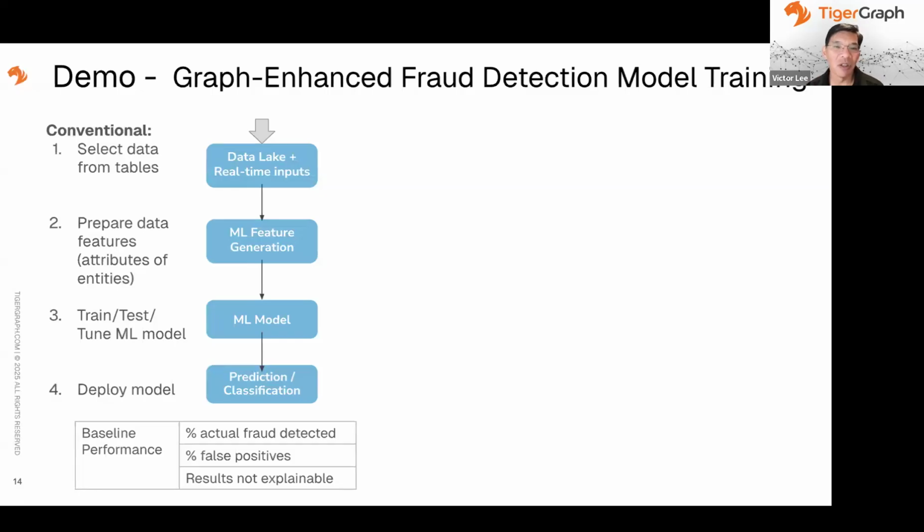Now, I want to give you a little bit deeper look into how this works and start off by looking at traditional machine learning. In traditional machine learning, you have your source of data. Some of it is your stored data, the biographical information about your account holders and merchants. Some of it is the real-time transaction data.